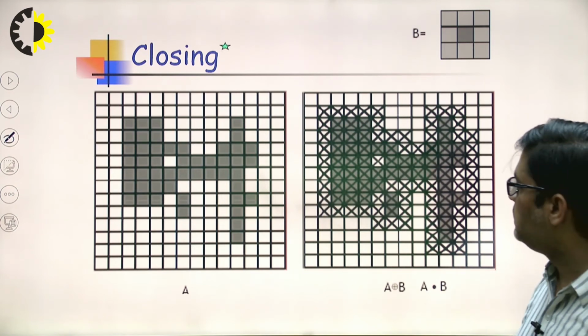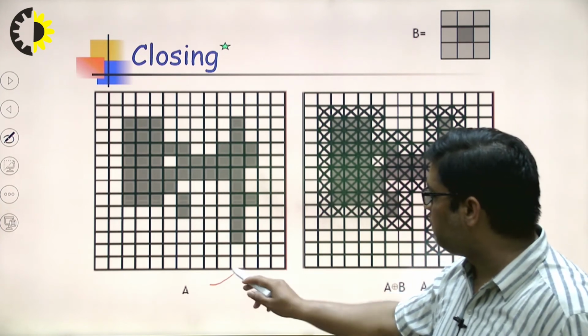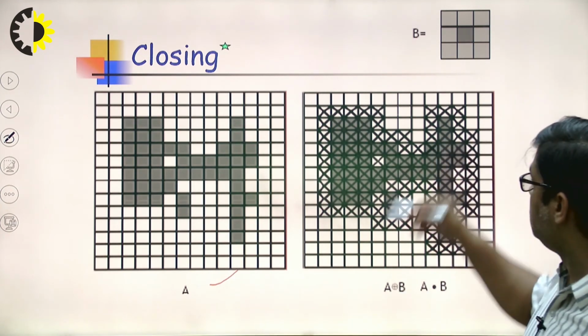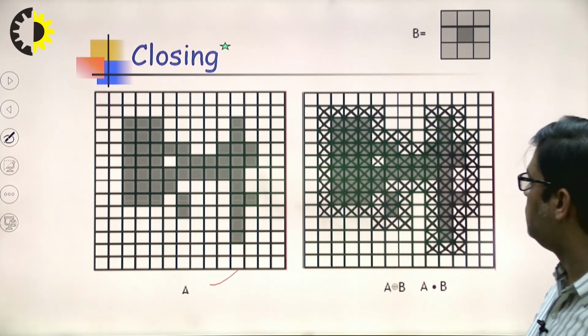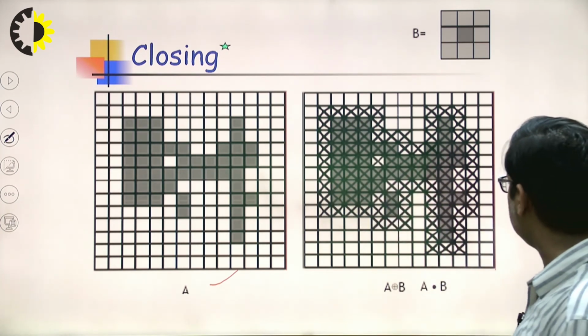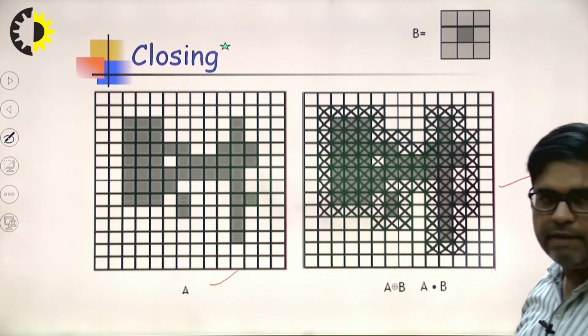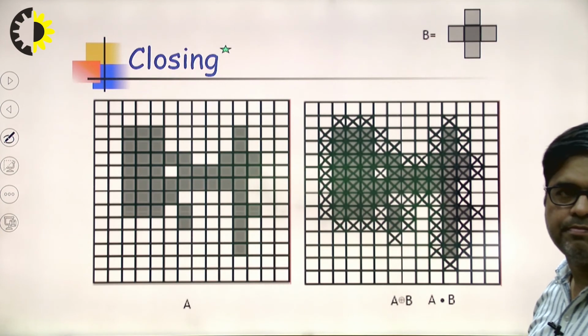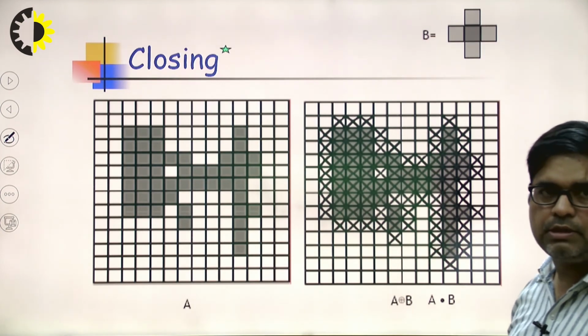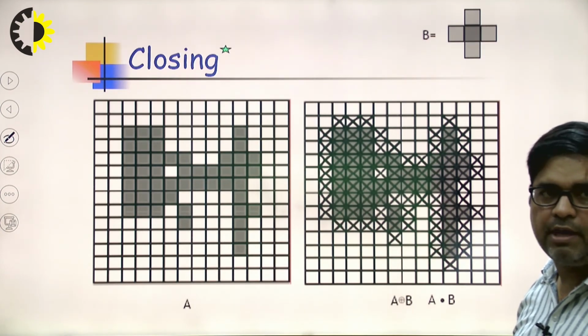So here we can see the previous image. Whenever we apply the dilation with this, the result was something like that. Whenever we apply the erosion with this, the final result is this one. It means first we have to apply dilation, then erosion. With the change of the structuring element, this is the final image.